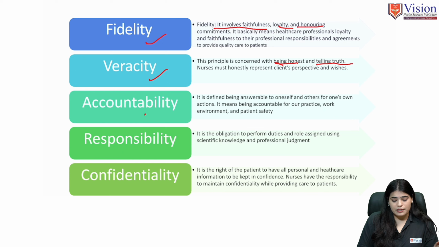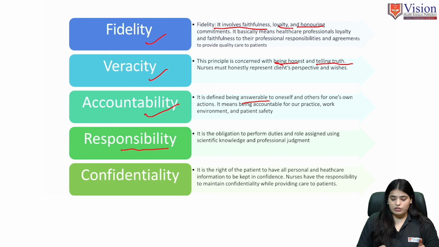And the next principle is accountability. A nurse should be accountable. To be a professional nurse, you should be accountable for your actions. Whatever care you have provided, whatever procedure you have done, you should be accountable and answerable for that work. That is accountability. It will enhance patient safety, and it will promote the healing of the patient. So you should be accountable. This is another principle.